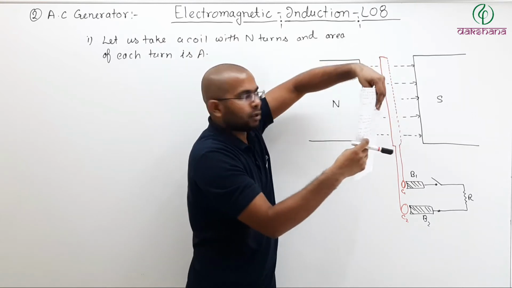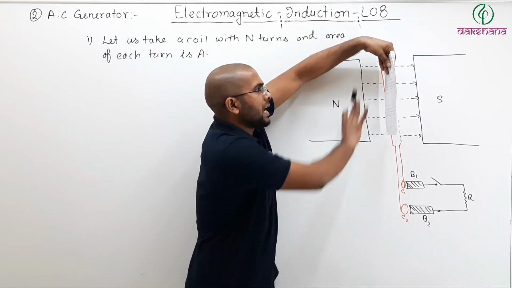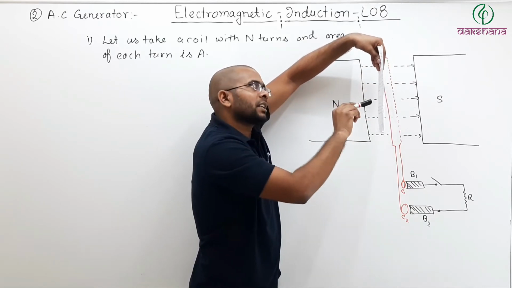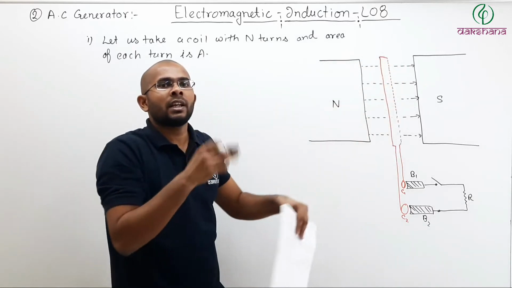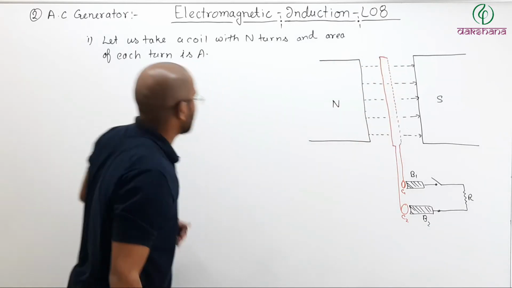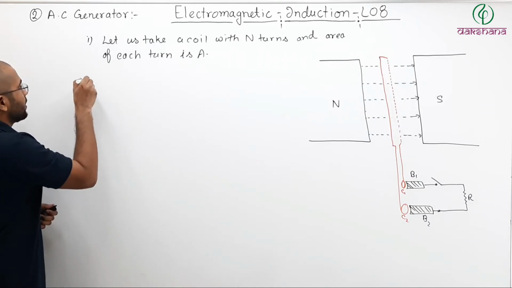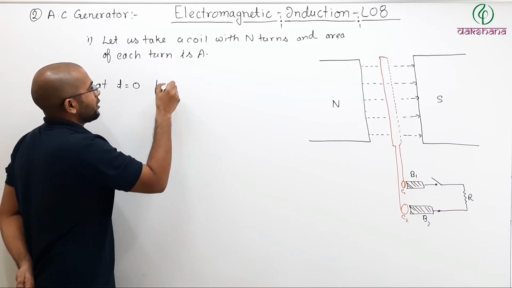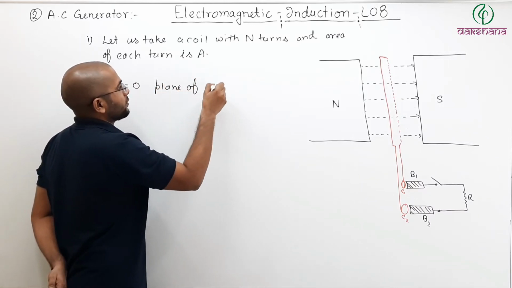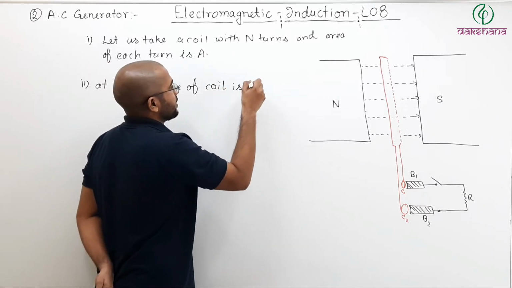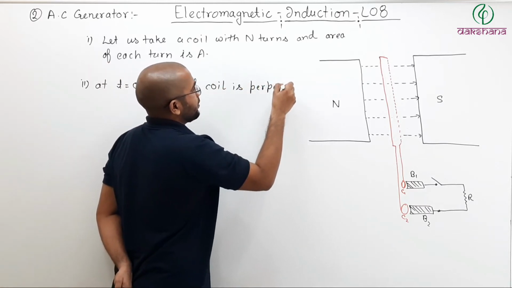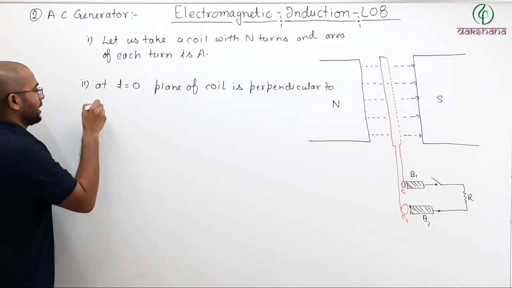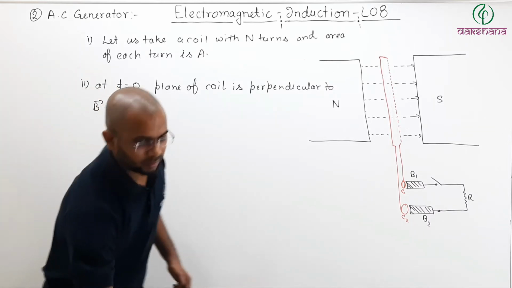So at t equal to 0, my coil is like this. So the plane of the coil is perpendicular to the direction of the field, and that is why the area vector and field vector are at 0 degree or 0 radian angle with each other. So let us write: at t equals 0, the plane of the coil is perpendicular to the field. And what is the plane of the coil?